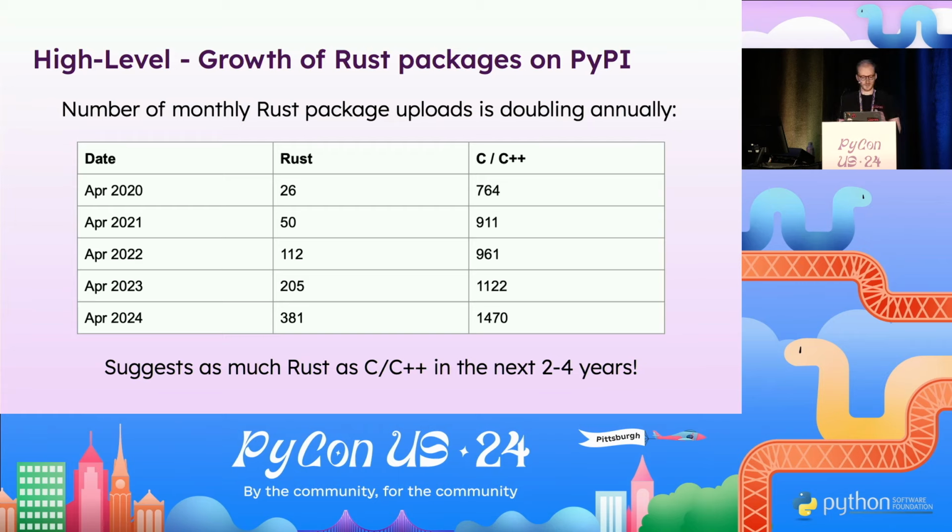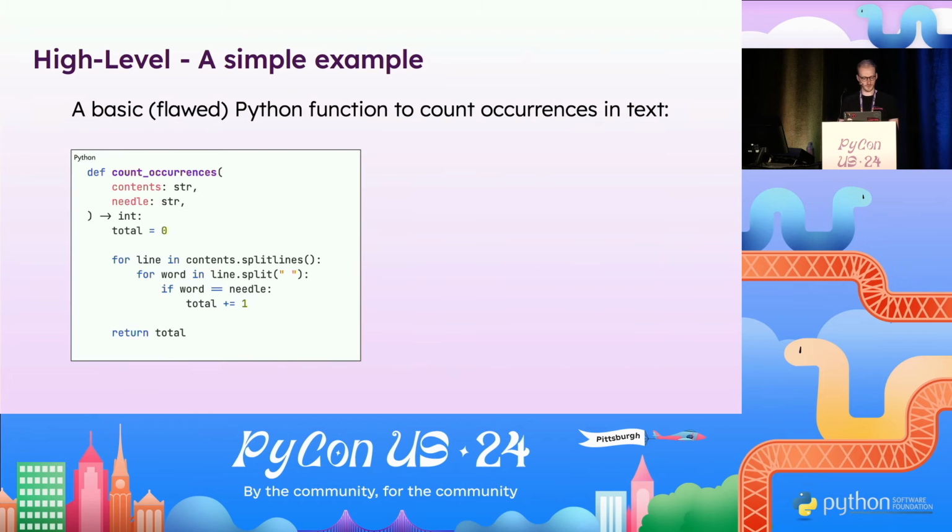Let's now get a little bit more technical again. Here's a Python function. It's a little bit flawed. If you really wanted to pick this apart, it's very easy to. But what this function is trying to illustrate is the idea of counting the number of times you see a particular word in some text.